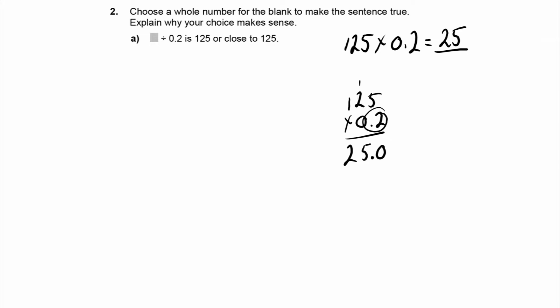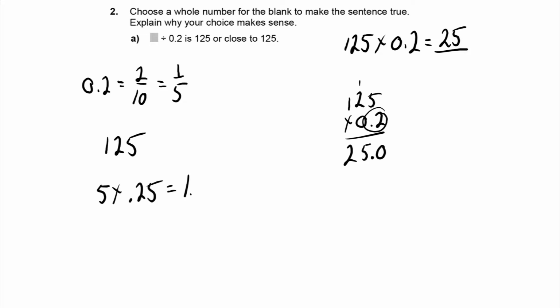And that makes sense if you think 0.2 is equal to 2 over 10, which can also be reduced down to 1 over 5. So we're saying that we've got 125. We want to know that if we broke it up into 5 pieces, how big would each piece be? If you think in terms of money, a 25-cent piece: if you had 5 25-cent pieces, you'd have $1.25. So therefore you can think that 5 times 25 is 125 cents. So it all makes sense.